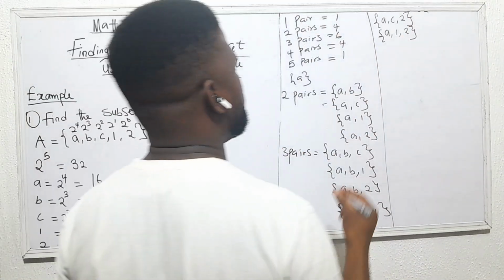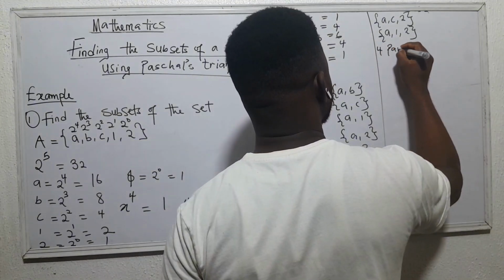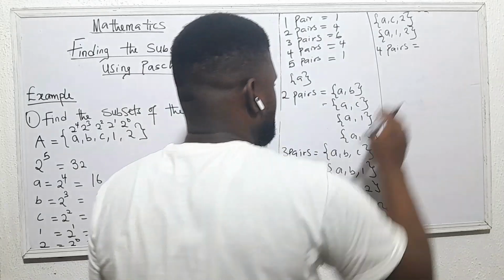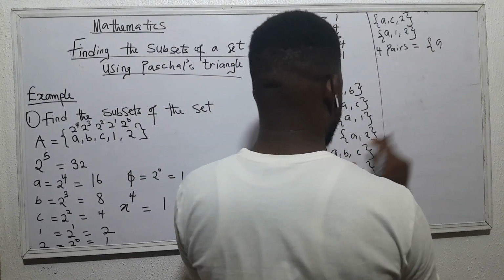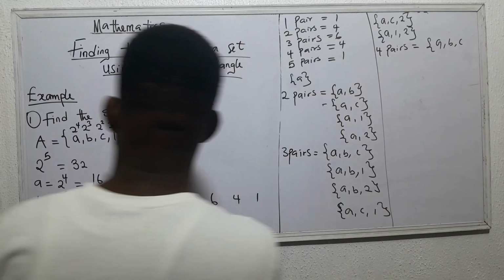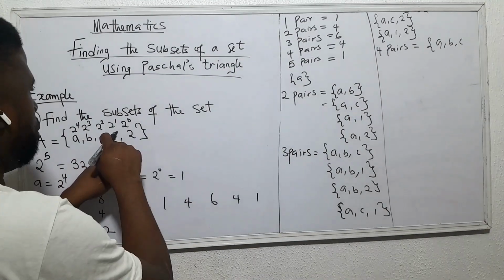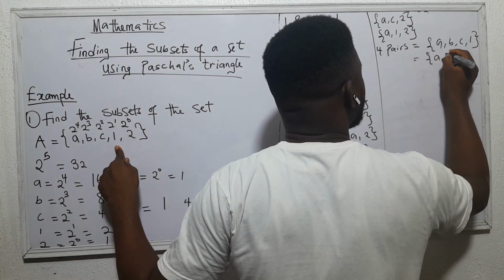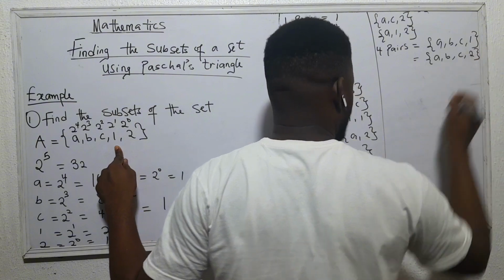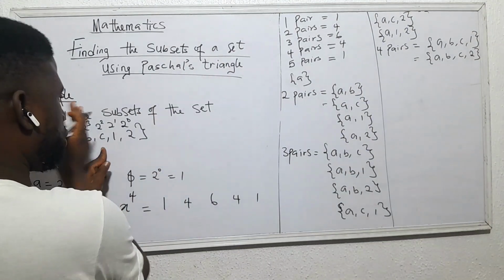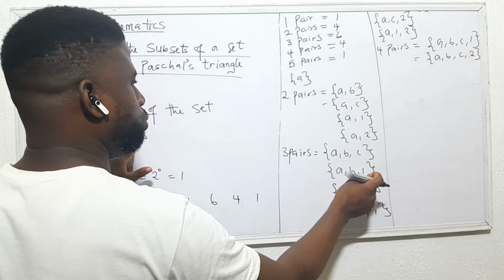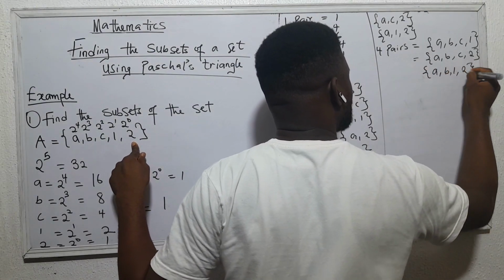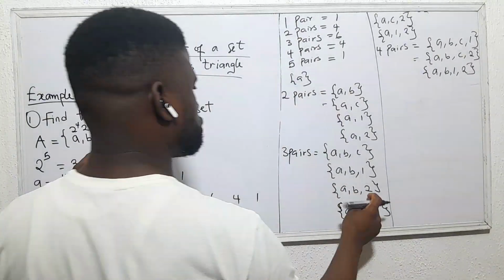Now, for 4 pairs, we use our 3 pairs to form 4 pairs. So we have ABC now. Remember, we can't go back. So we have ABC1 and ABC2. ABC1 first, and then ABC2. The next one is AB1. We can't go back, so we move forward, which will be AB1, 2. The next one is AB2. We can't go back, so we can't use AB2.